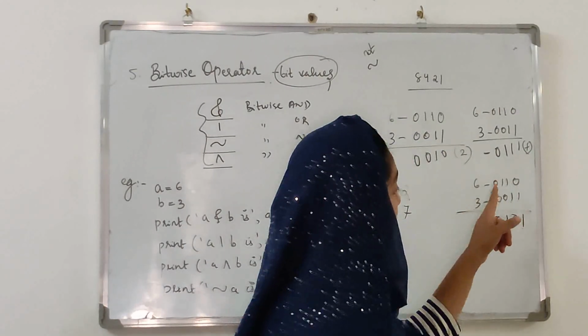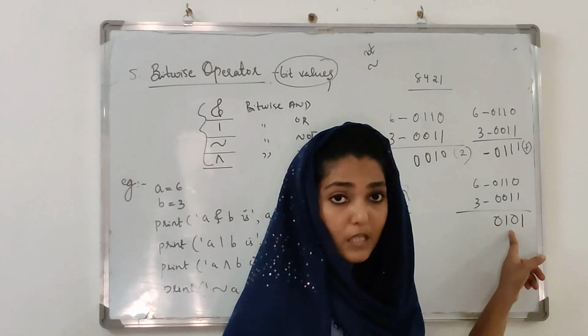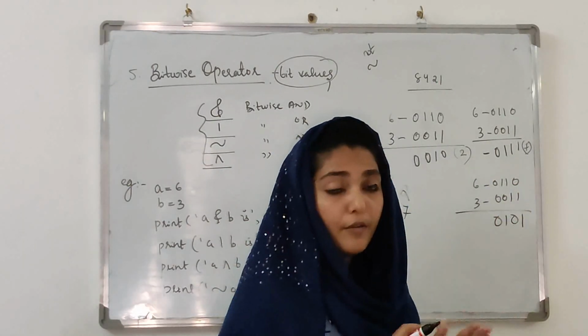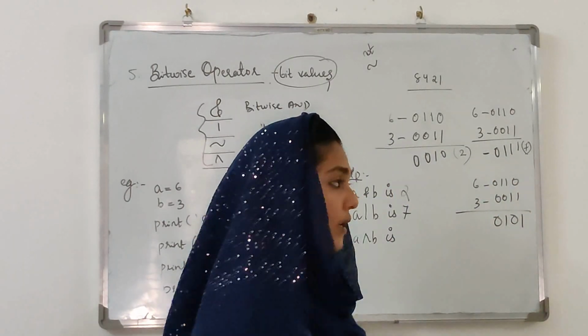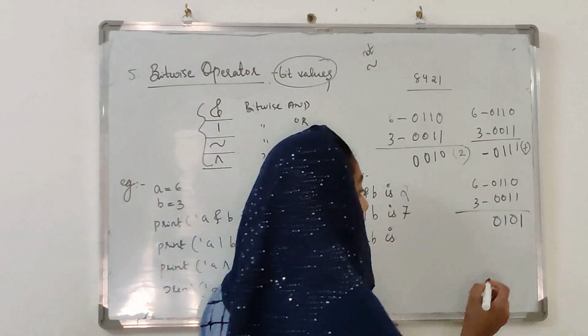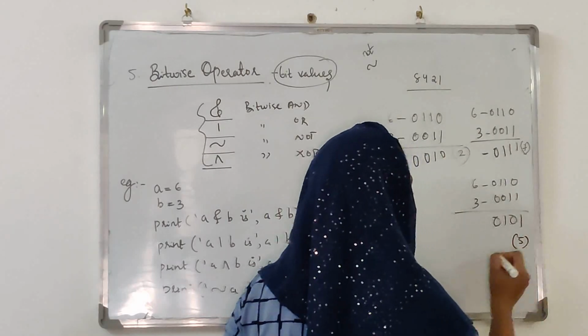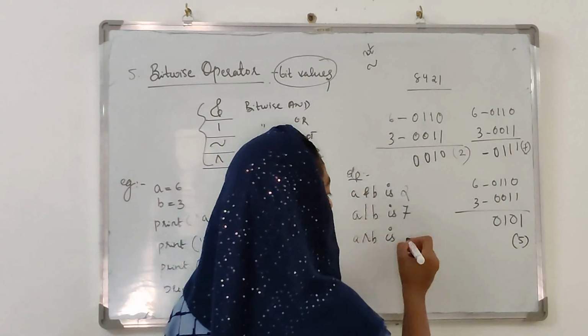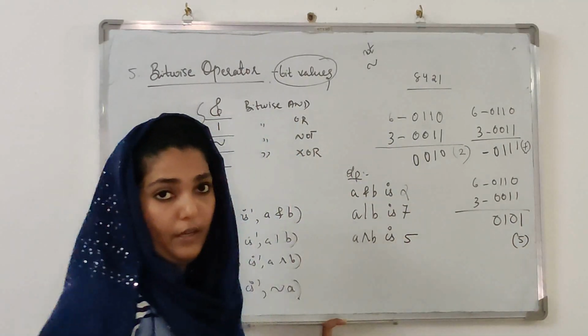So if both the values are the same, output is 0. If both the values are different, our output will be 1. So what is our final output? 0, 1, 0, 1, which is equal to which number? Which is equal to 5. So A XOR B is 5.